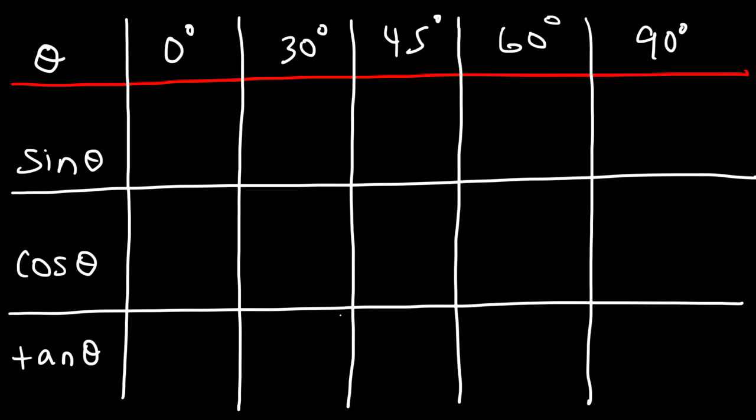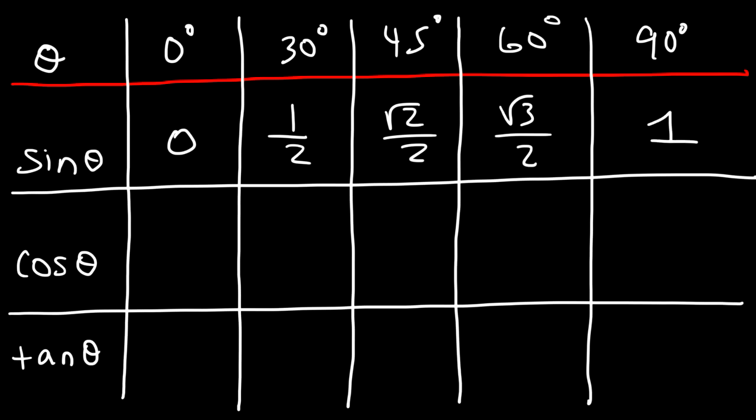Now, sine of 0 is 0. Sine 30 is 1 half. Sine 45 is the square root of 2 over 2. And sine 60 is the square root of 3 over 2. Sine 90 is 1. Notice how it increases from 0 to 1.